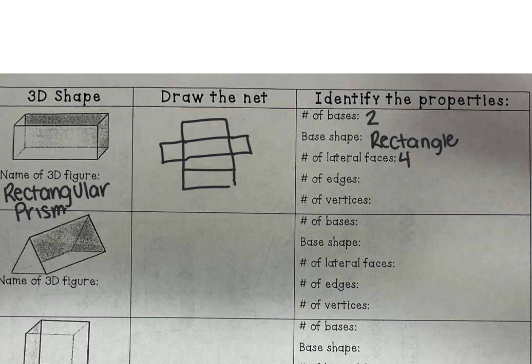Okay, so edges. Think about how many lines it would take to draw 1 base. How many lines? 4. So that's 4 here. How many edges or lines would it take to draw my other base? So 4 more, we're up to 8. And then how many lines does it take to connect my 2 bases? 4 more. So 4, 4, and 4. There are 12 edges total.